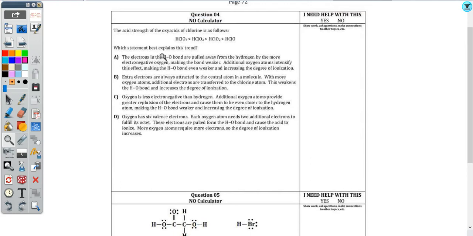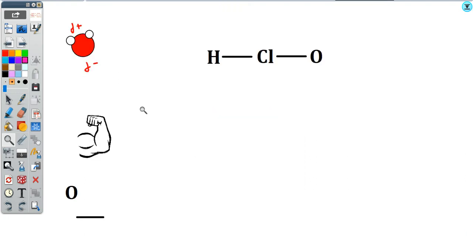Which statement best explains this trend? So the oxyacid with the most oxygens is the strongest. As you think about why that is and what's happening here, we define strength based on the ability for an acid to lose or donate a hydrogen ion. The more readily this is lost, the stronger the acid is.